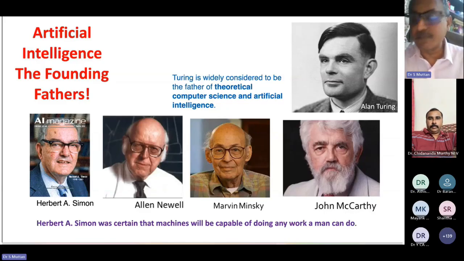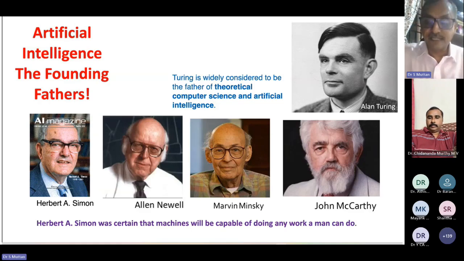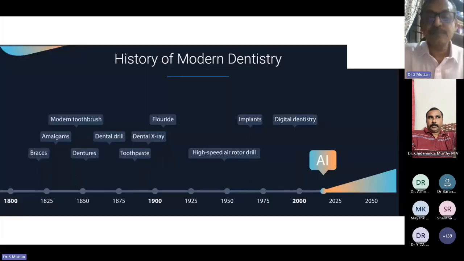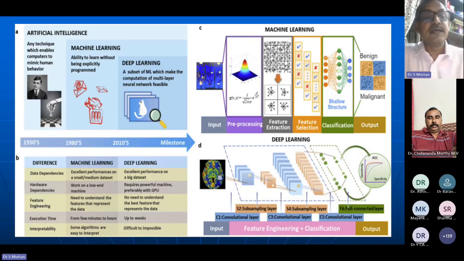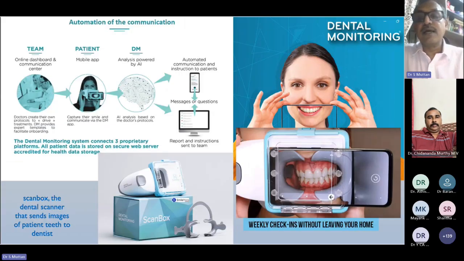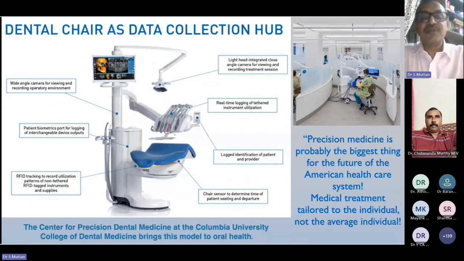Welcome. Good. So you see the fathers of artificial intelligence, nothing much about it. And this is the history of dentistry. It started with braces, then toothbrush, toothpaste, fluoride, implants, and today we are in digital dentistry. AI is being used, with artificial intelligence, machine learning, deep learning. And I was given the difference also, and it is how the images are taken. Normally, this is the machine which does the help.